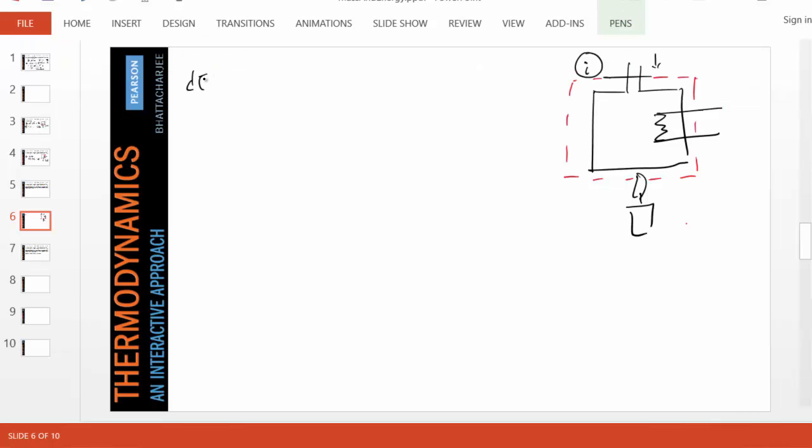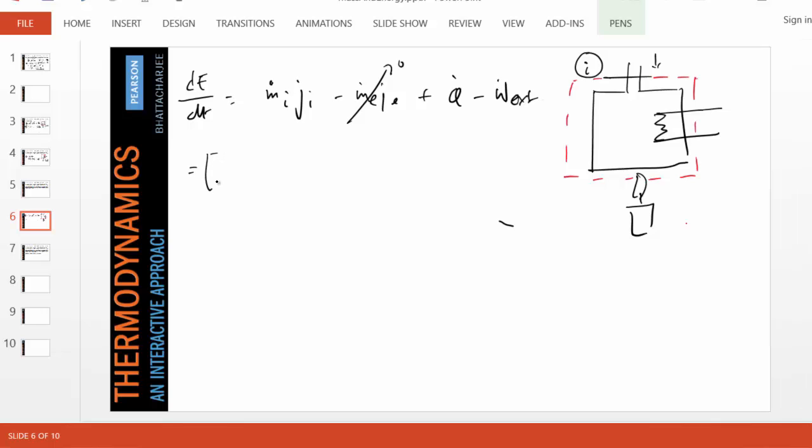And let's write the energy equation. But this time, we recognize that mass goes in, so we can neglect this term. Of course, this term is 0, nothing is coming out. And we have only one inlet, so I didn't put the summation sign. So let's just substitute. Okay, m dot times ji.